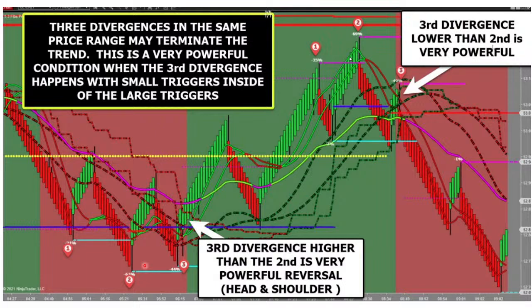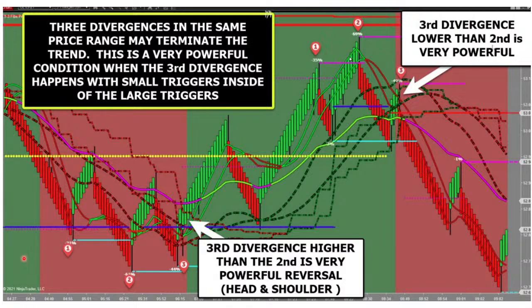And this is a very powerful condition when the third divergence happens with the small triggers inside of the large. When this third divergence has anything can happen triggers, it becomes more powerful. Becomes even more powerful when the third divergence is higher than the previous, creating a head and shoulders pattern.